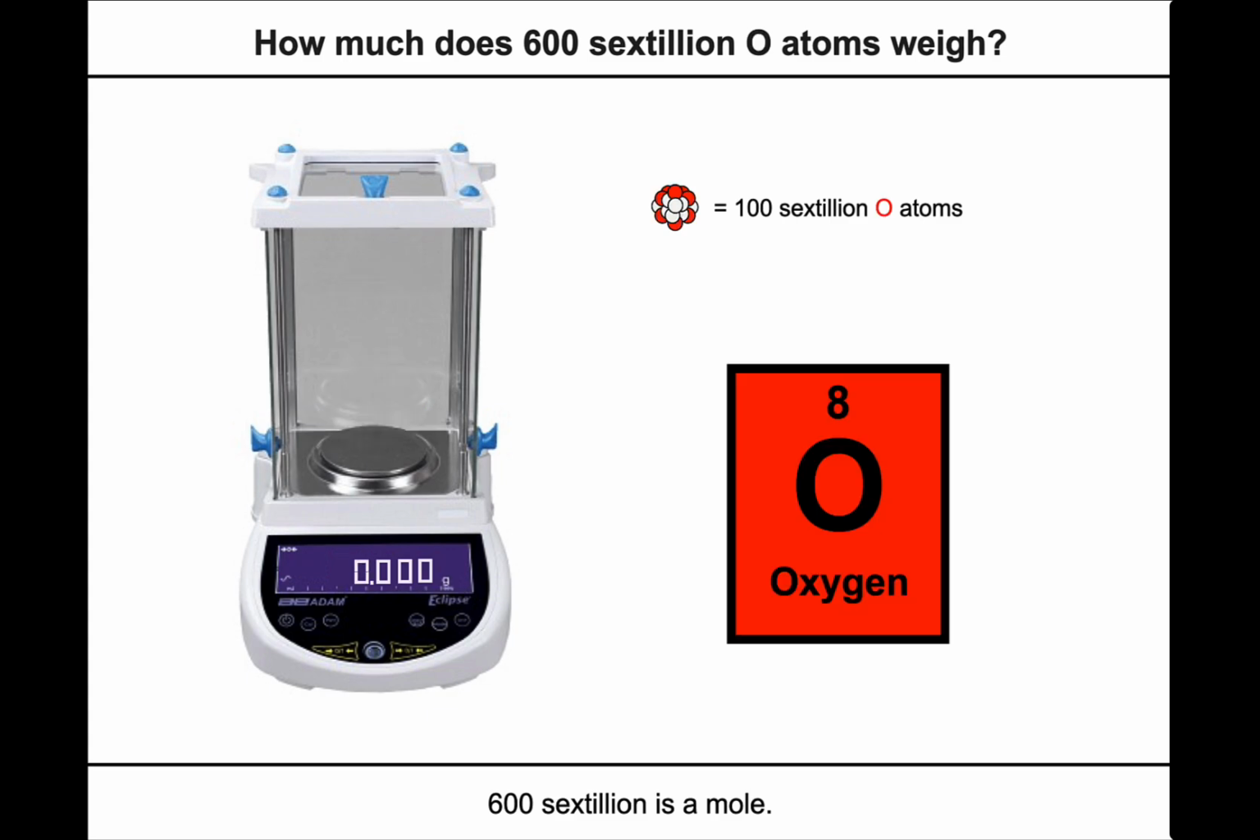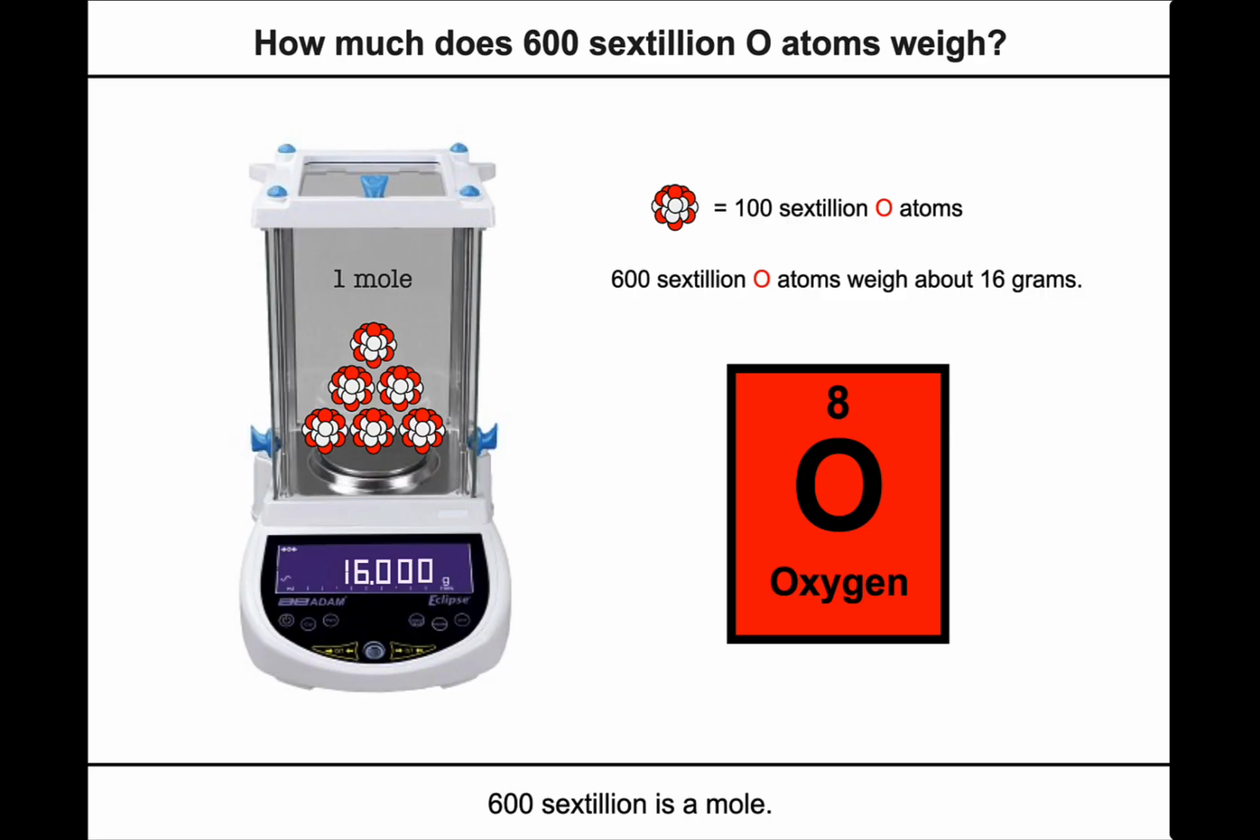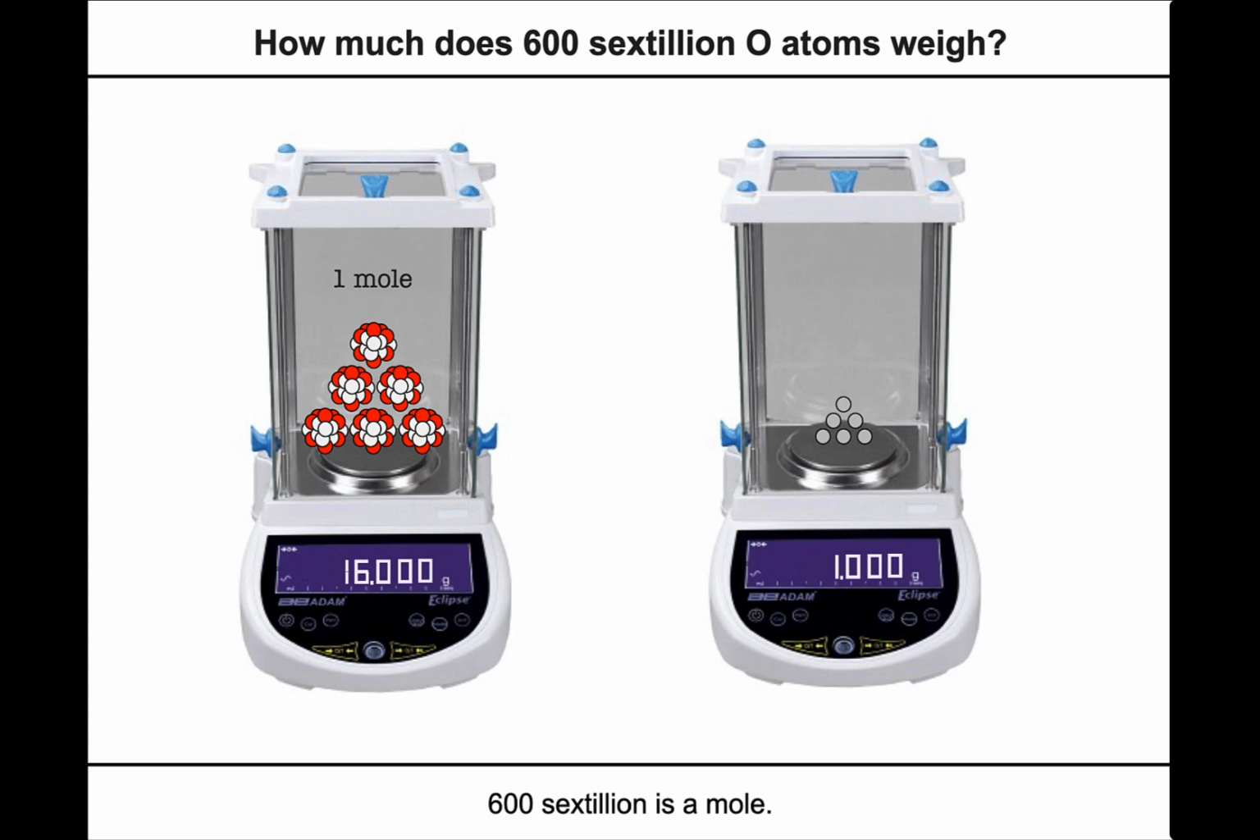How about the oxygen example? What is an oxygen nucleus made of? 8 protons and 8 neutrons, right? Let's add a mole of these guys. 1, 2, 3, 4, 5, 600 sextillion atoms. That's a mole. How much should this weigh? Well, there's 8 protons and 8 neutrons, remember? 8 plus 8 is 16. So this weighs 16 grams. 600 sextillion oxygen atoms, which is a mole, weighs 16 grams. And if we compare that to the mole of hydrogen, it definitely looks 16 times bigger.